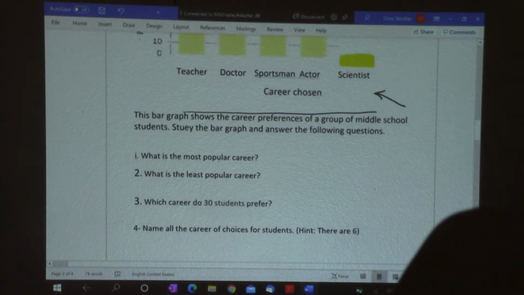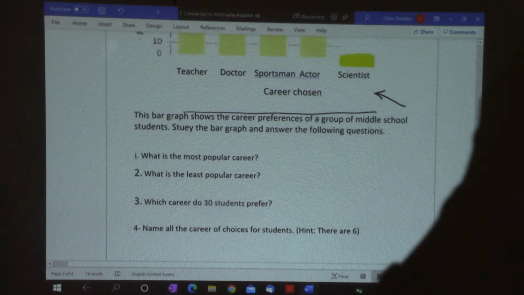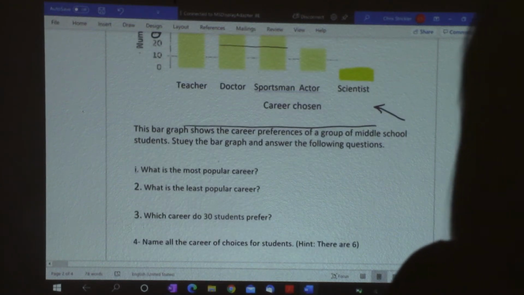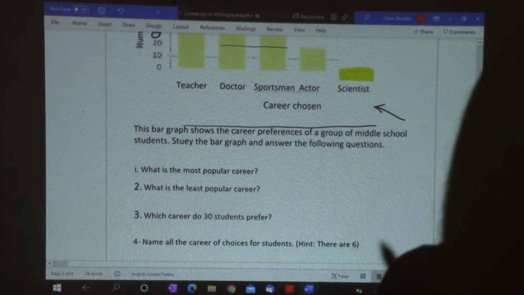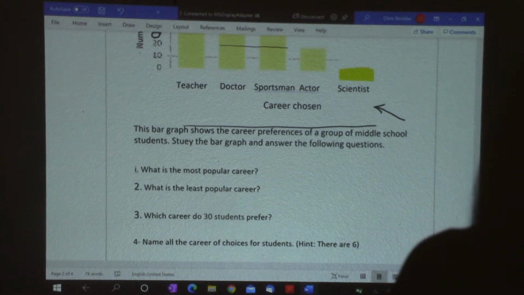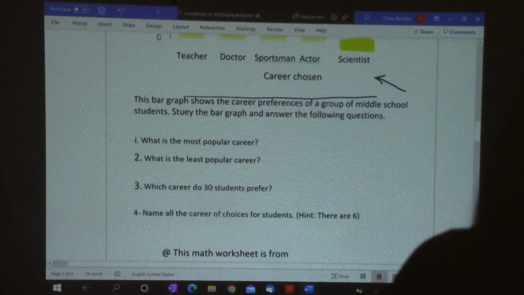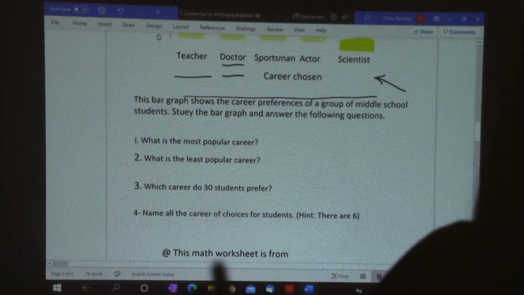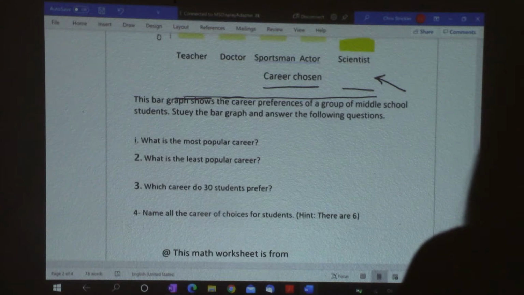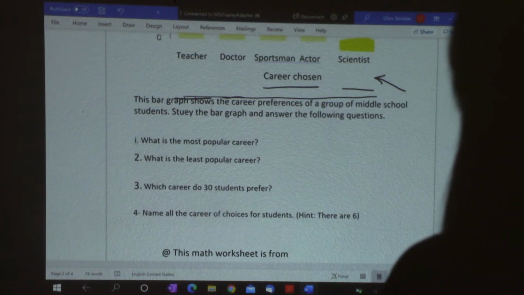And the last one says, name all the career choices for students. Well, actually, I only see 5. They said 6. Oh, there's one that didn't even come out. We also have lawyer. So you want to write down all the names of our different careers at the bottom. So that would be teacher, lawyer, doctor, sportsman, actor, and scientist.